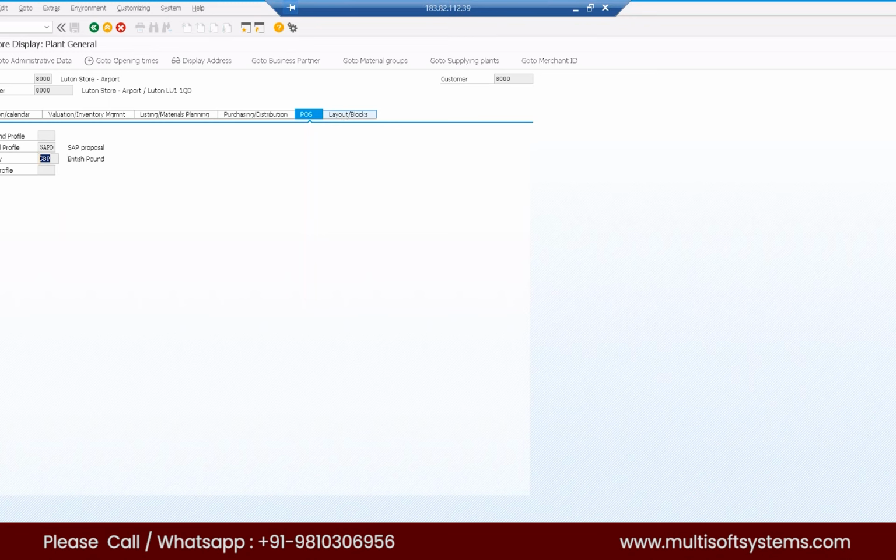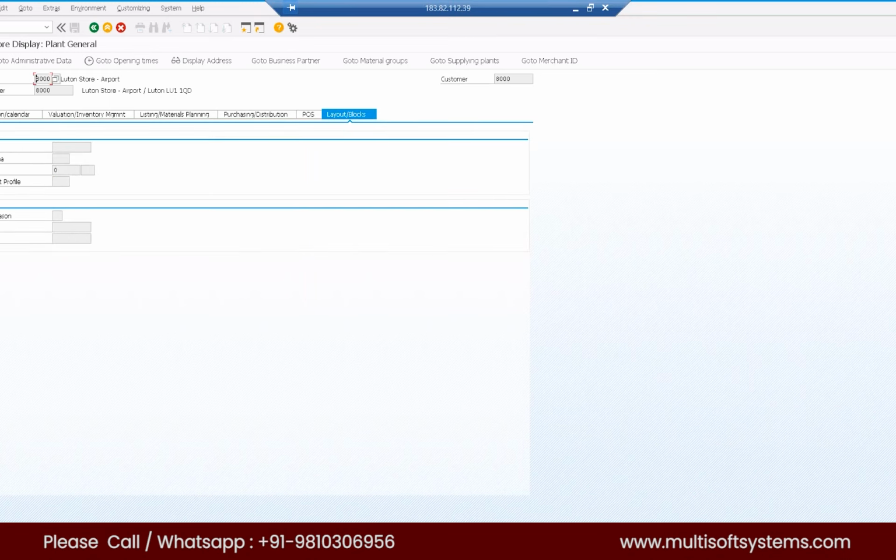And layout on blocks. This talks mostly about how the store layout is. For example, what is the area of your store, and how the space is being defined in the system. I also have not used this at all in my experience, so this is not very important.